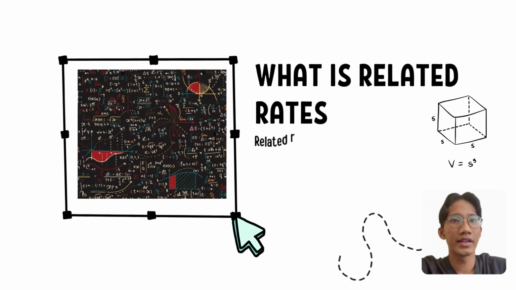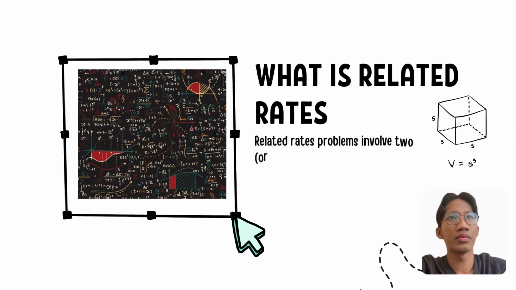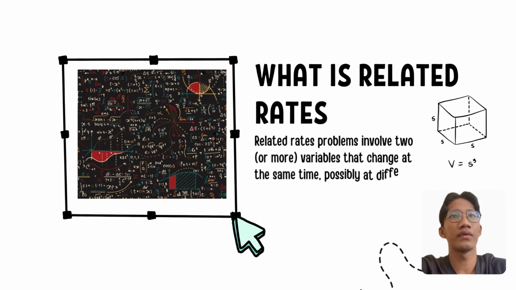So, what is related rates? Related rates is a problem involving two or more variables that change at the same time, possibly at different rates. It is a concept in calculus that deals with how the rates of change of related quantities are related to each other. It typically involves situations where the rates of change of two or more variables are connected through some underlying geometric or physical relationship.